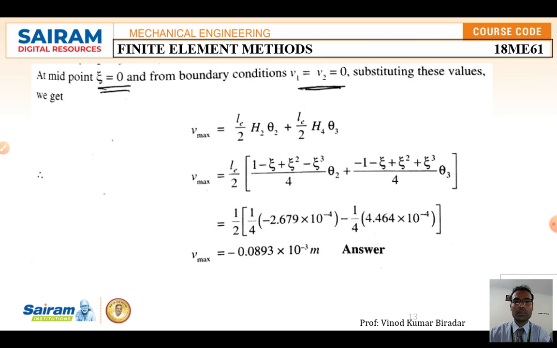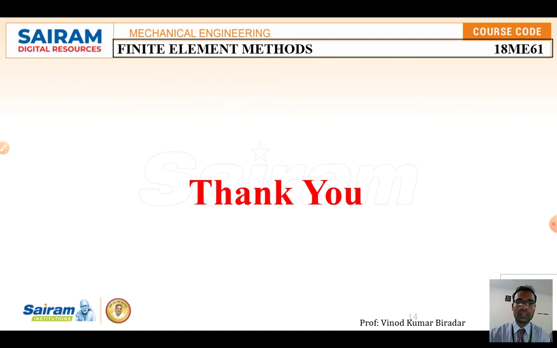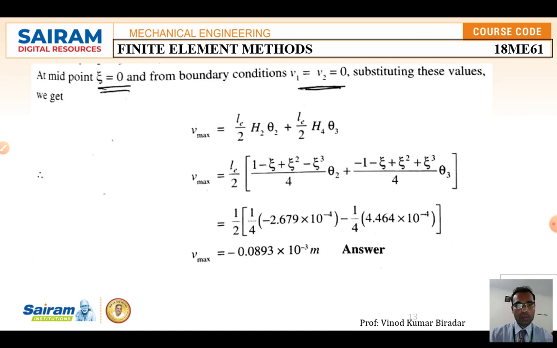After applying the boundary condition, here zeta is equal to 0, v1 and theta 1 are equal to 0. So after applying the boundary condition, the remaining is this term. We know the H2 and H4 values, that is, the Hermite shape function values. Substitute the Hermite shape function values here. Substitute zeta equal to 0 at the midpoint, which is always 0 in the natural coordinate system. After simplification, you get the maximum deflection equal to minus 0.0893 into 10 to the power of minus 3. Like this you have to solve numerical problems on two elements.